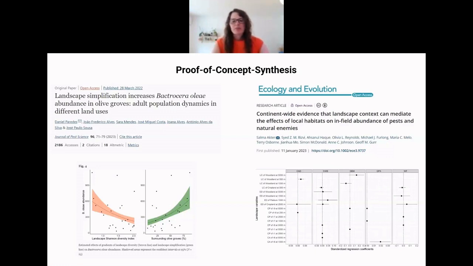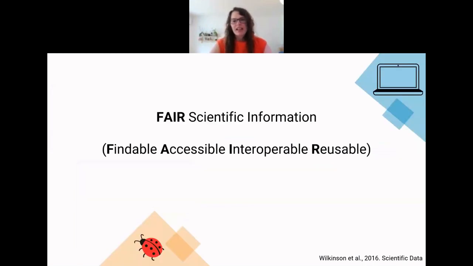And the idea behind this proof of concept is to get a feel for how much we could speed up the process of synthesis research if all of the primary literature were already in a machine-readable format. So we're hoping that this will provide further motivation for supporting this shift to publishing in a machine-readable format from the outset. And this project sits within this broader movement to make scientific knowledge FAIR. And by FAIR, we mean information and data that's findable, accessible, interoperable, and reusable.